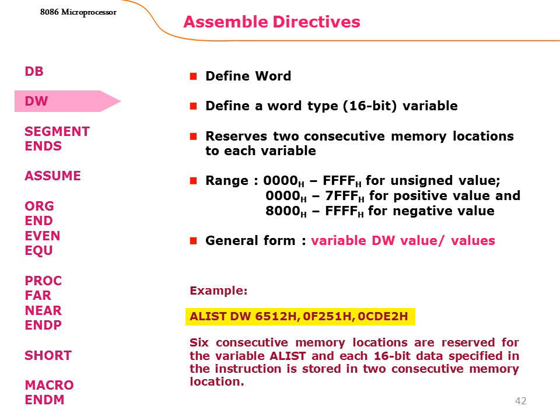DW, define word, defines a word type variable. It reserves two consecutive memory locations to each variable. The range is 0000 to FFFF for unsigned values, 0000 to 7FFF for positive values, and 8000 to FFFF for negative values. For example, A list DW 6512H, 0F251H, 0CDE2H: 6 consecutive memory locations are reserved for this variable A list, because each individual location will store only 8-bit data. In order to store 16-bit data for one input, it requires 2 locations. In order to store three 16-bit inputs, it requires 6 memory locations.